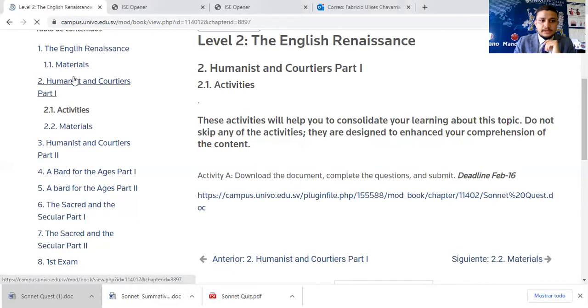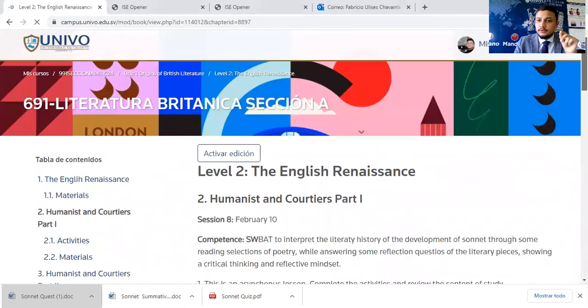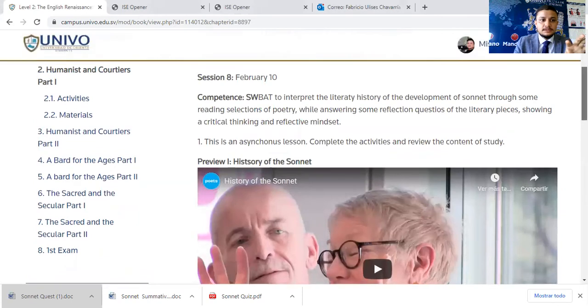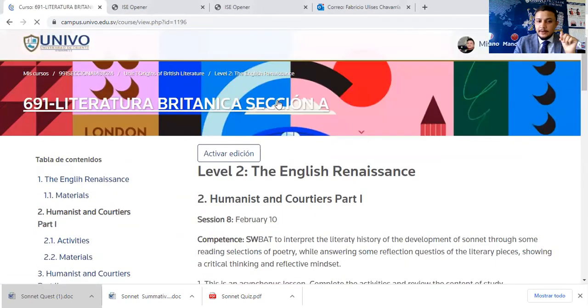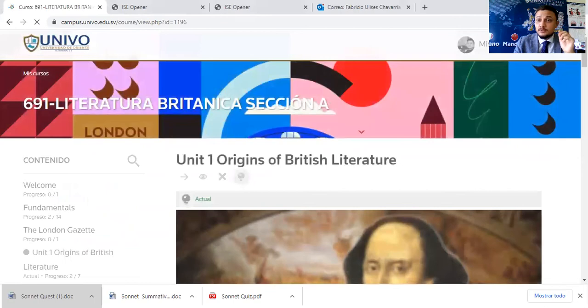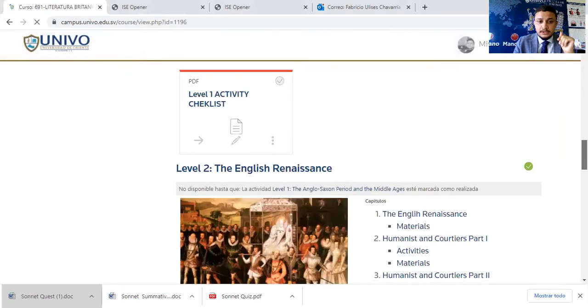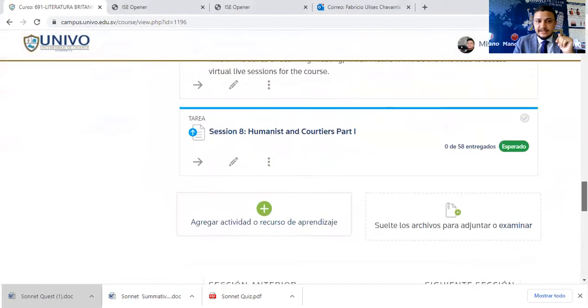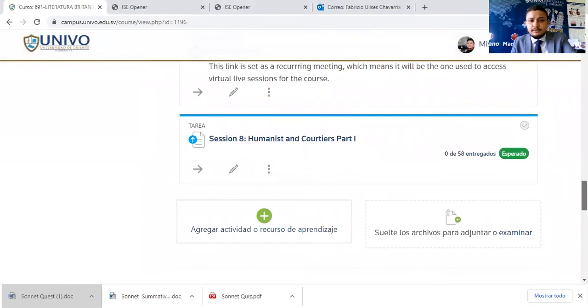All right. Then you go back to the main page, to this section, and you're going to have a space to upload the homework. It actually says session number 8, Humanist and Courtiers part. You're going to upload the homework in this section. Deadline February 16th. Don't forget. That's going to be your deadline.